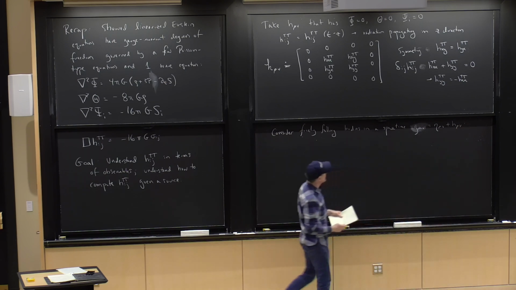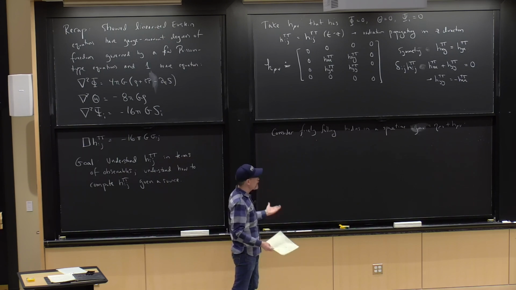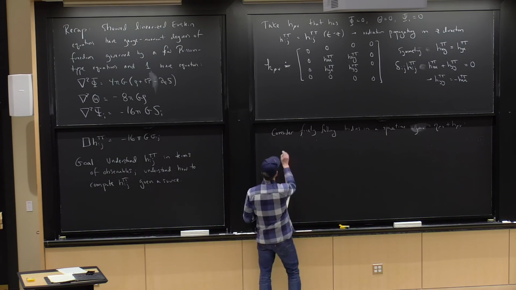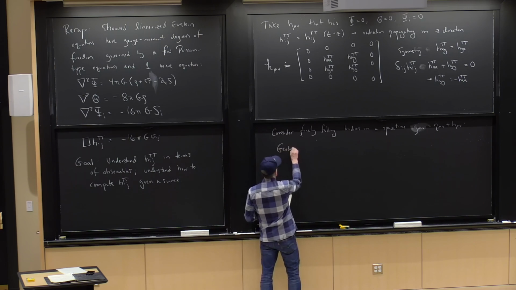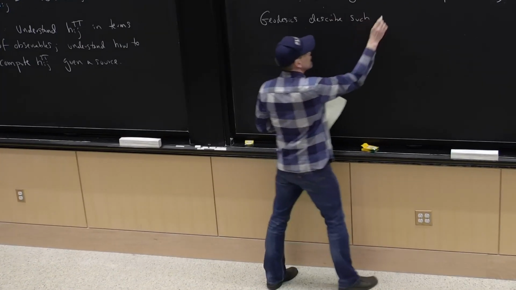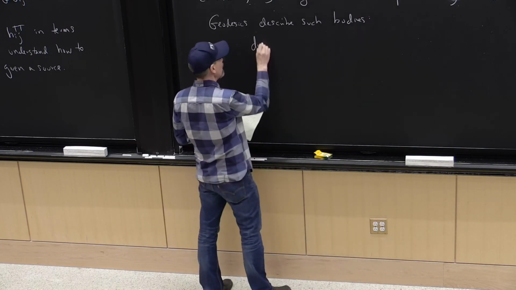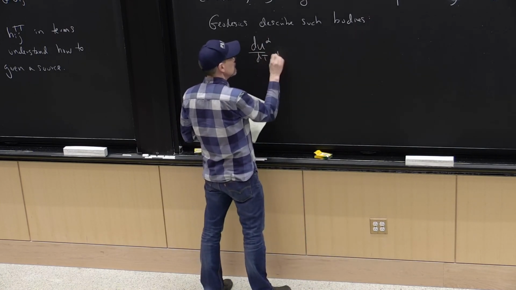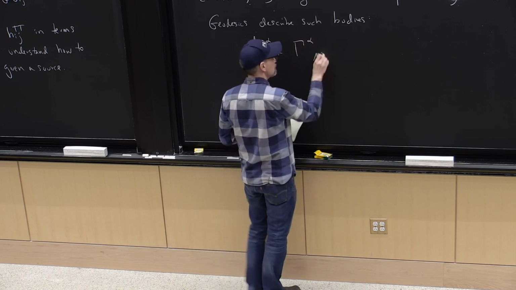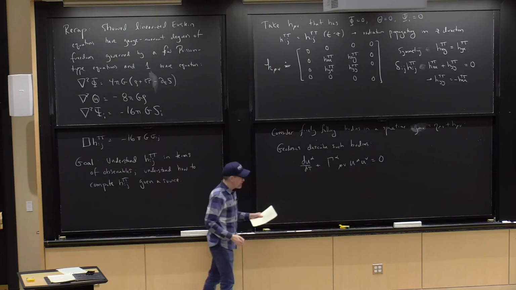Okay, so this is what we want to do. We're going to consider freely falling bodies in a space-time that involves this h mu nu. And the way I'm going to do this, my first pass, is to say, okay, I know all about the motion of freely falling bodies in space-time. They are geodesics. Geodesics describe such bodies. So let's go ahead and look at the geodesic equation for this setup.